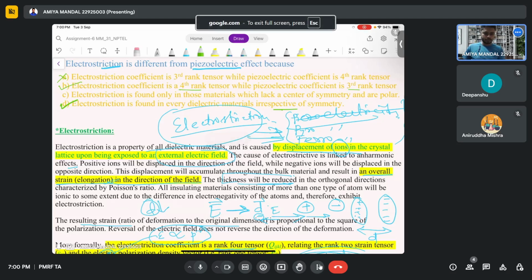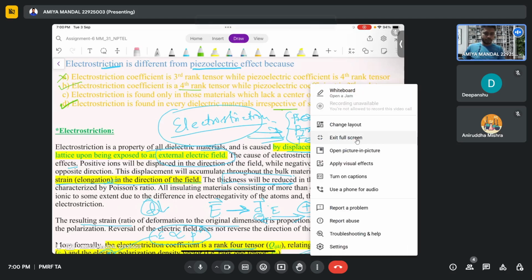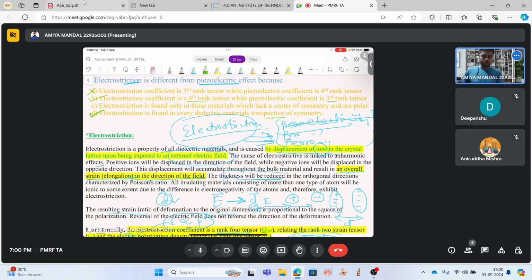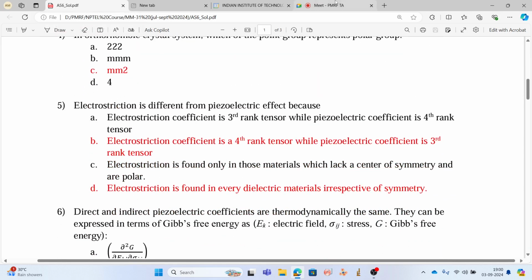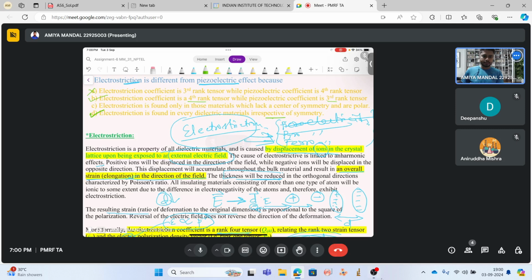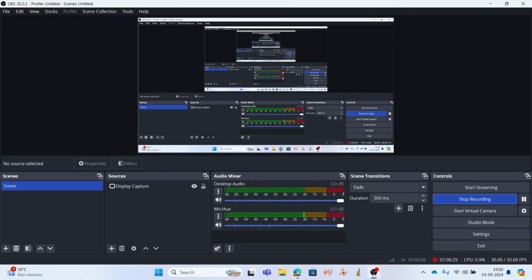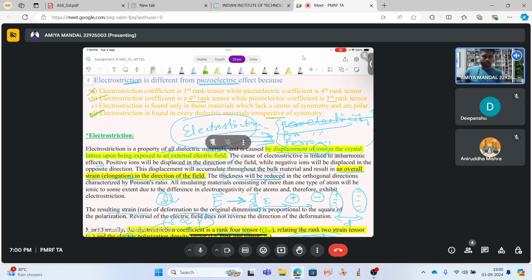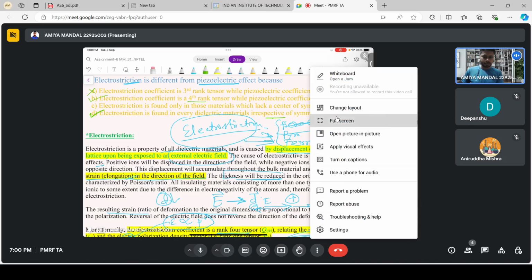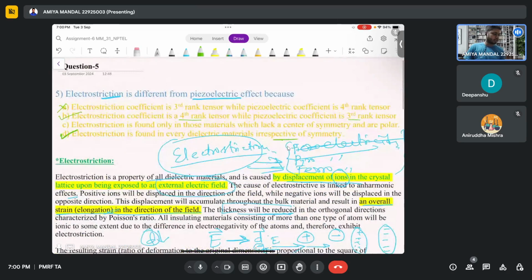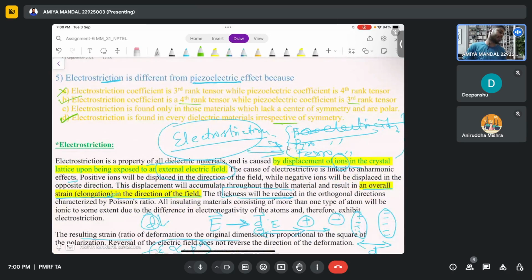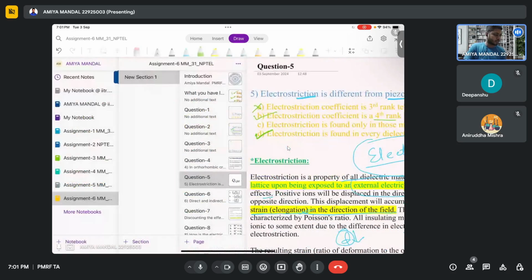So you can see that electrostriction is found in every material. Everything is going fine. So electrostriction is found in every dielectric material irrespective of its symmetry. Okay, next, question number 6.